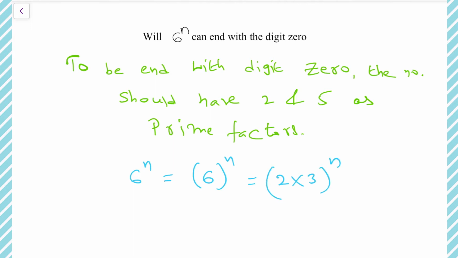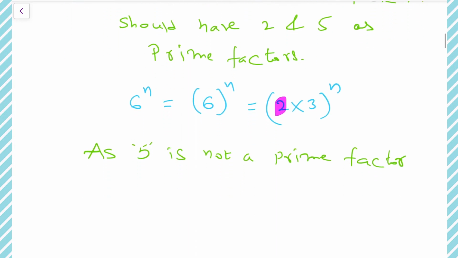So now according to the logic we have, to end with the digit 0, the given number should have 2 and 5 as the prime factors. But in this case if we observe, only number 2 is a prime factor but number 5 is not a prime factor in this case. So that's why this 6 power n won't end with the digit 0, as 5 is not a prime factor. It won't end with the digit 0.